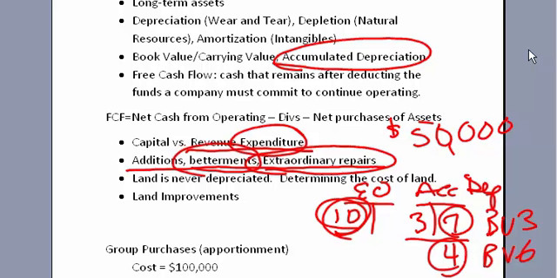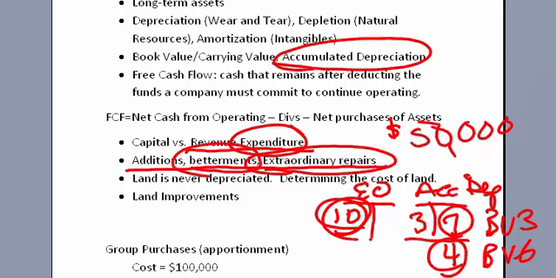The thing to remember is, once you do an extraordinary repair, you have to recalculate what the depreciation expense is going to be, because you probably have a new salvage value and a new useful life.